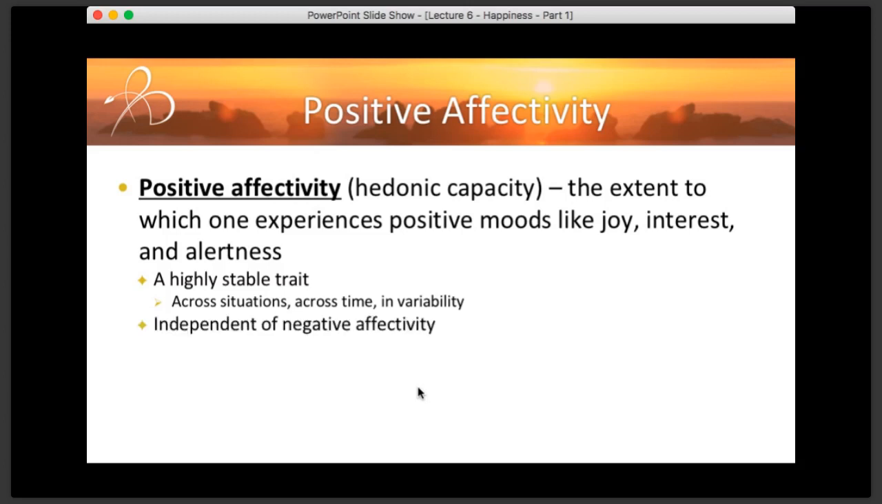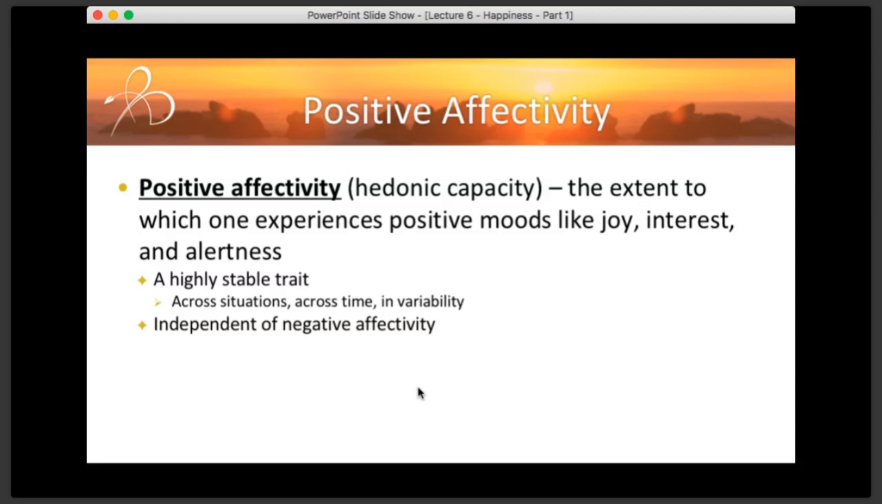Now, this is sometimes a tricky one to explain and a tricky one to wrap your head around, but positive affectivity is independent of negative affectivity. So positive affectivity is the degree to which one experiences positive moods. Like, how happy are you? How positive are you? That actually turns out to be a separate thing from how much do you experience negative moods.